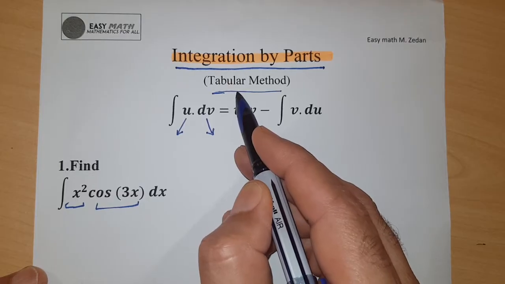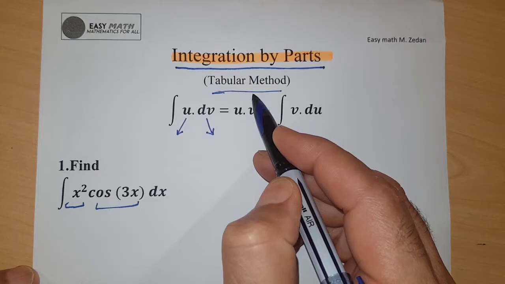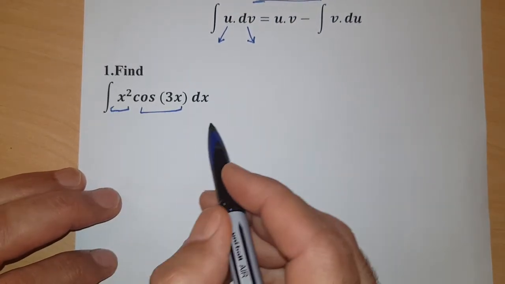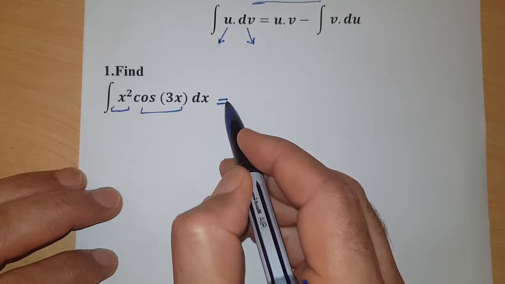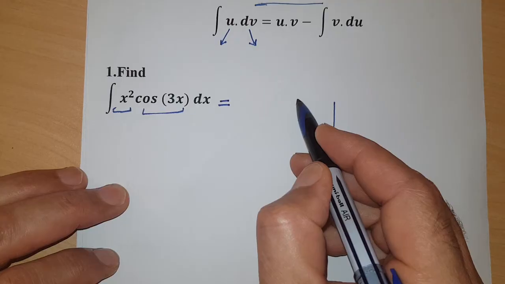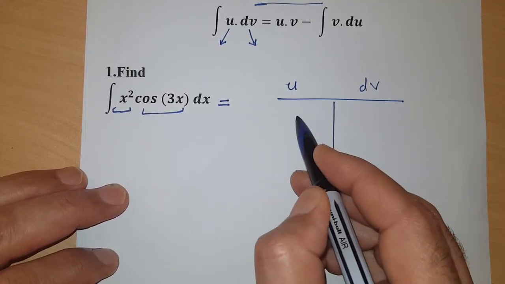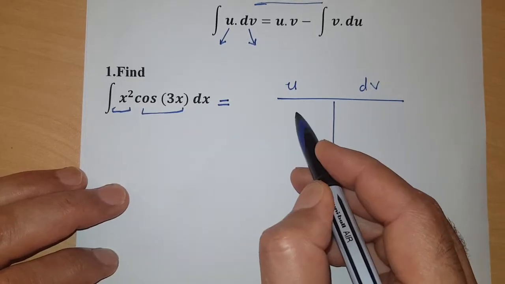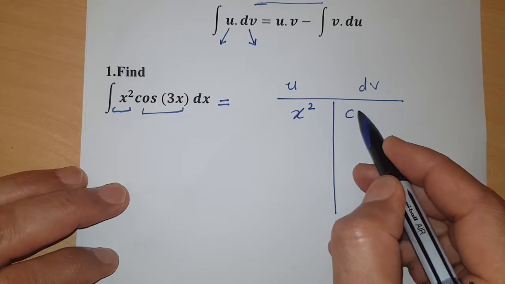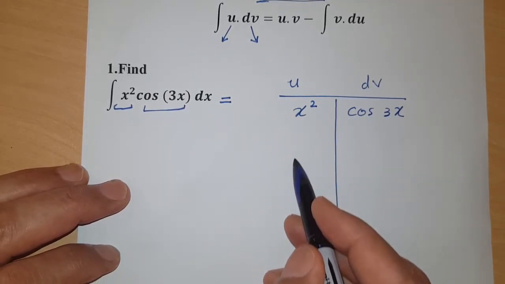Tabular method means applying integration by parts many times. How does it work? Let me show you. The integral of x squared cosine 3x dx is equal to. I just make a little table here, with u and dv. The table consists of the first function, u, which is x squared, the original function you have in the integral, and cosine 3x. The function u you continue to derive.